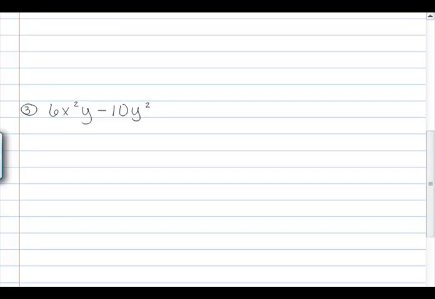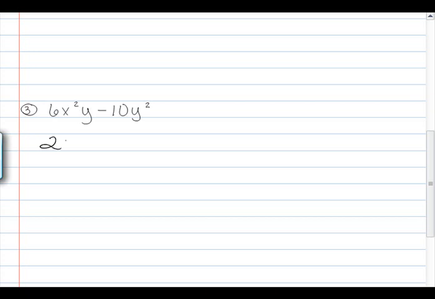For our third example, we've got 6x squared y minus 10y squared. And again, look at the numbers. We've got 6 and 10. So the greatest common factor, the biggest number that will divide into both 6 and 10 is 2. So let's write that down.